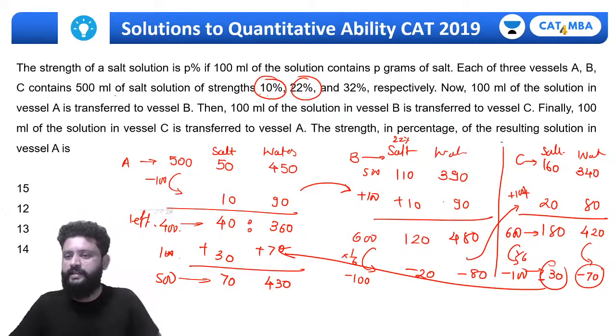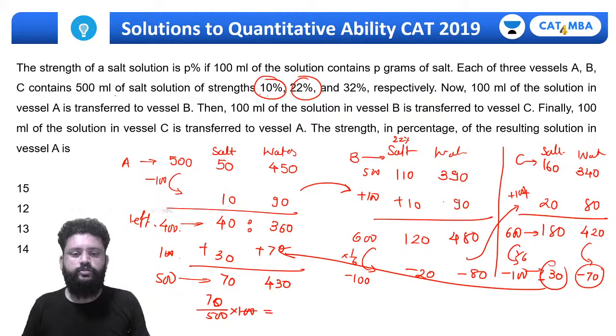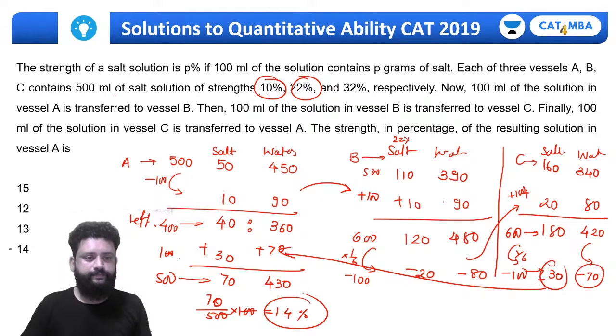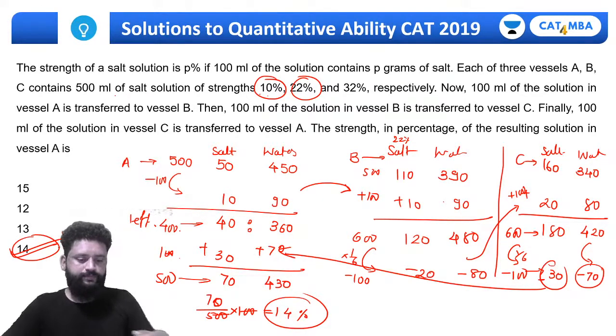The strength of the percentage in the resulting solution of the vessel is 70 divided by 500 into 100. That comes out to be 70 divided by 5, which is 14%. Last answer option.